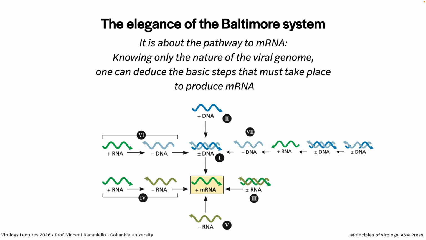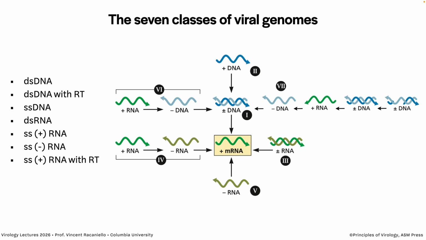So the elegance of the Baltimore scheme is really about the pathway to mRNA. Knowing only the genome structure, you should be able to tell me, like I just did for you in the previous slide, the basic steps that occur to get to mRNA. For example, knowing that double-stranded DNA can be directly transcribed and that double-stranded RNA cannot be translated, and so forth.